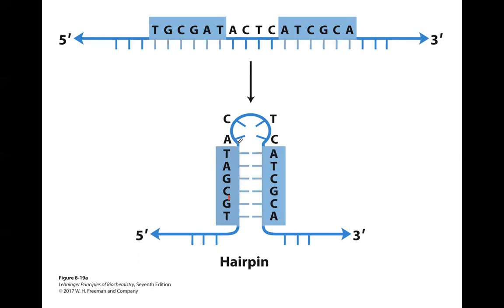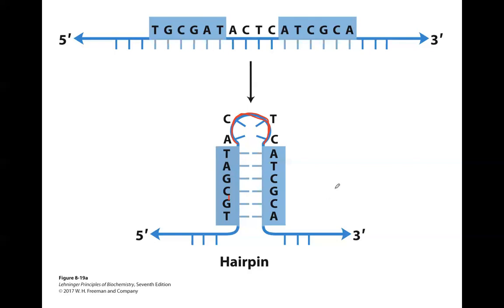And so this loop here can have a number of different nucleotides, right? These nucleotides don't necessarily have to base pair with each other. They could be anything, right? Because these don't interact with each other, it's just a loop. What's important is that you have complementary base pairs in the actual interaction between the inverted regions.